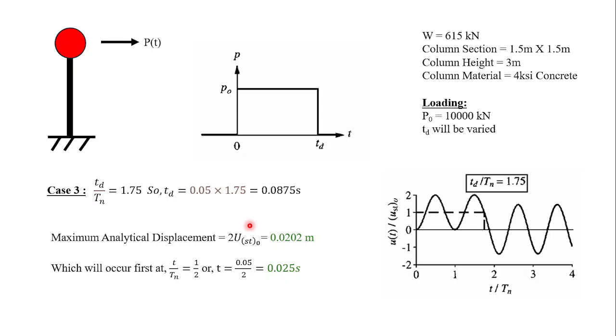Next we'll check case 3. In this case, we will provide the TD by Tn value of 1.75. So the TD value will be equal to 0.0875 seconds, sorry, and the generated output graph will have two different levels of sine curves. The first sine curve will have the maximum value of 2 USD, but when it goes after t by tn equal to 2, at that time the maximum response value will decrease. So we'll check whether this pattern follows in the numerical simulation also.